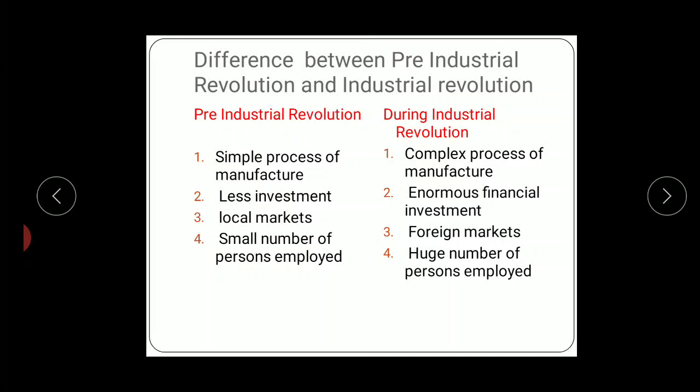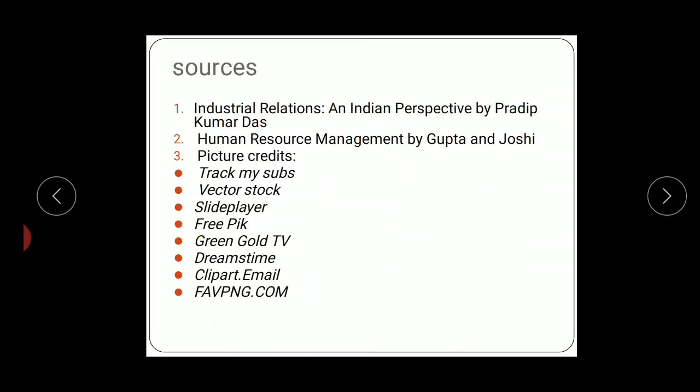I hope it's a bit clear for you: in the pre-industrial revolution, what was the scenario, how people used to remain, and what was the scenario in the industrial revolution, and how it impacted industrial relations. And how this concept of industrial relations emerged. I guess it is very clear. This is the very basic video I have made about industrial relations. Hope I have given you a clear picture.